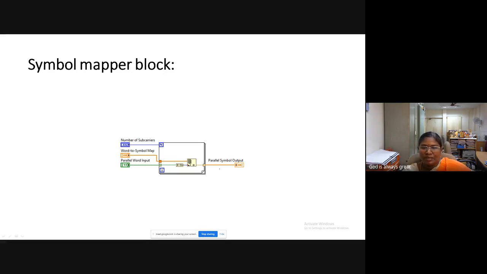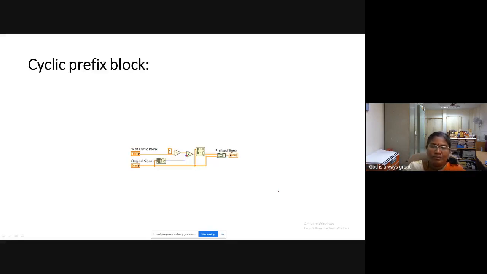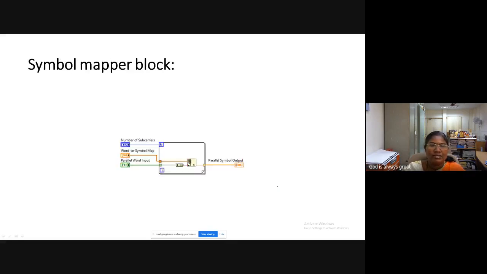The word to symbol output is converted to parallel from each subcarrier for i equal to 1 to n. Every subcarrier will give one output. So for the first subcarrier, you will pick up one word, and that word will be mapped onto a symbol, and that mapping is done here. And that symbol is going to give us the output. So that's why it is called parallel symbol outputs. From n subcarriers, n symbols will be given as output.